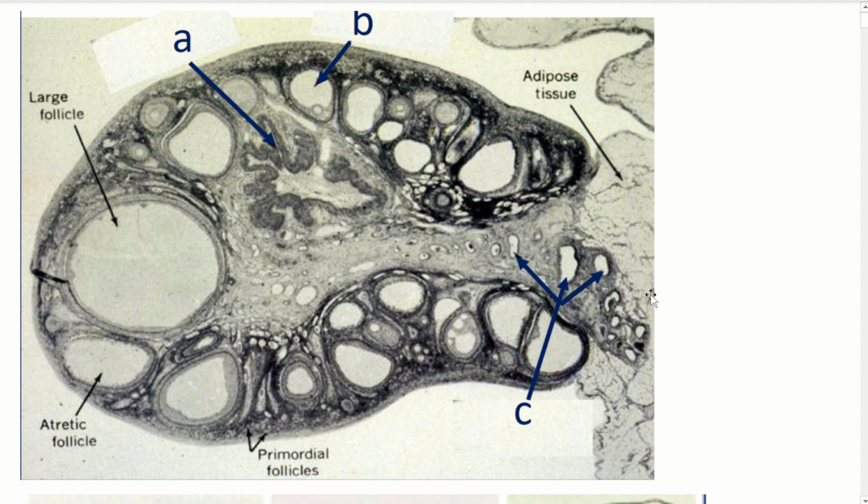Okay. C is in the medulla of the ovary, the inner part of the ovary, and it's pointing to a bunch of blood vessels. So what it's pointing to would be the medullary blood vessels of the ovary, right? So not the cortical blood vessels, the medullary blood vessels of the ovary.